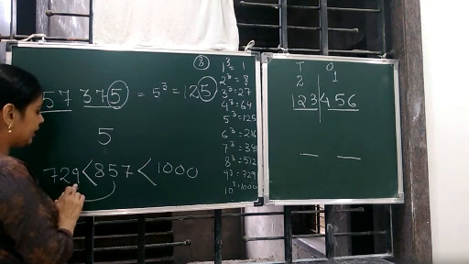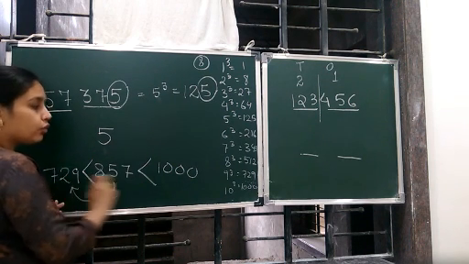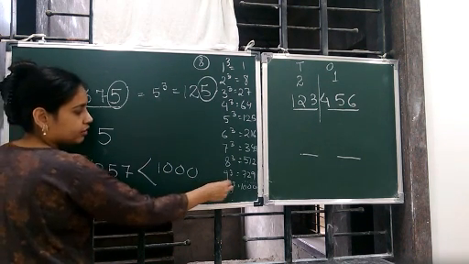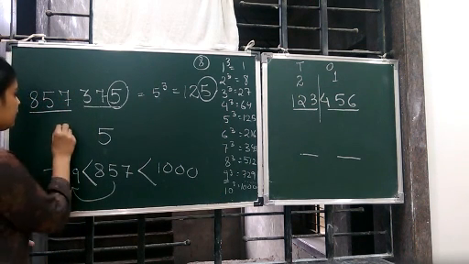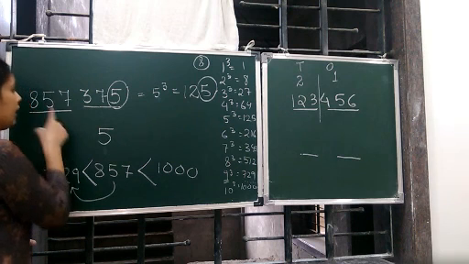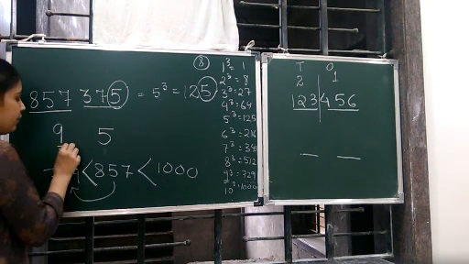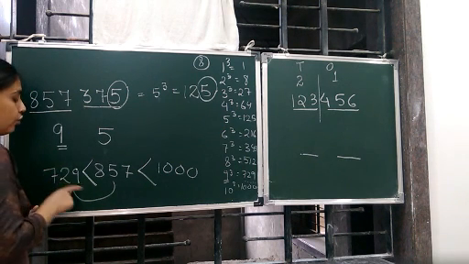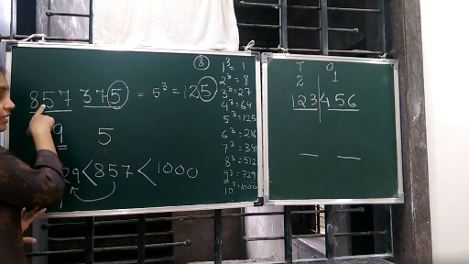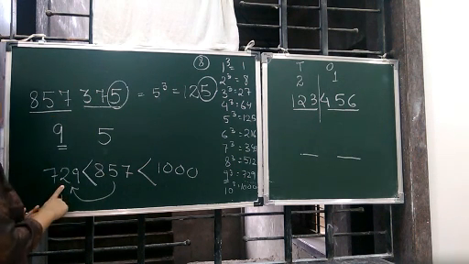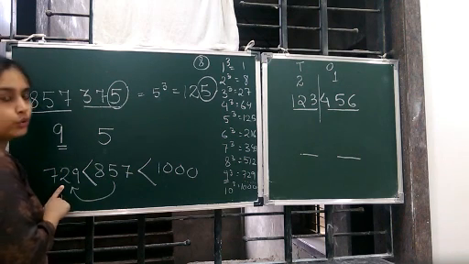So 729. Now what is the cube root of 729? 9. That means the digit that will come in the tens place will be the cube root of the perfect cube nearest to and smaller than the number.